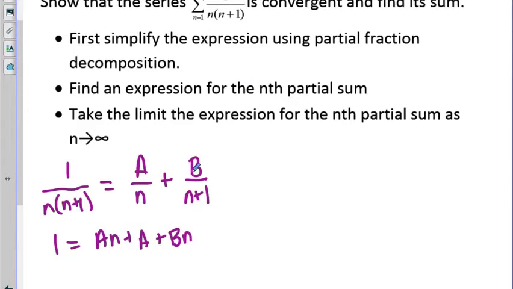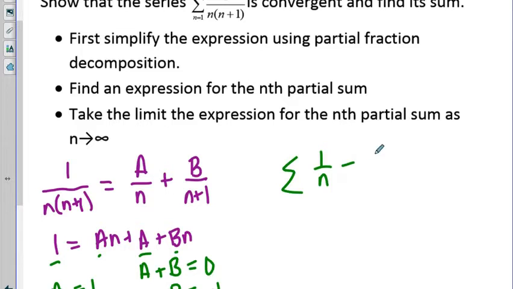This one isn't too bad. You can see that A equals 1. And if A equals 1, and A plus B here and here will equal 0, so that means B equals negative 1. Okay, so now I have the series 1 over n minus 1 over n plus 1. And so now you're going to find, it's up to you how many partial sums you need to find. I think you might be able to get away with doing it for 3.